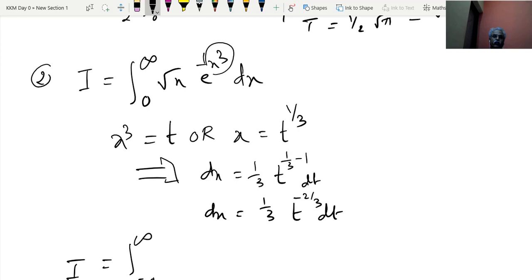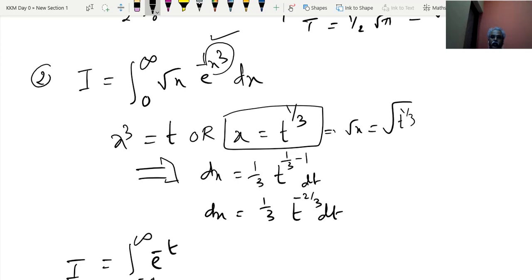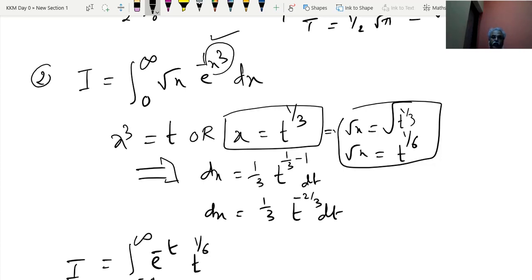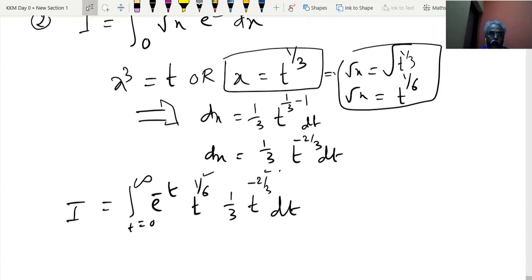So e raised to minus x cube, first I'll write as e raised to minus t. Root x: if at all x is like this, then root x is square root of t raised to 1 by 3, both sides square root. But square root of t raised to 1 by 3 is t raised to 1 by 6, again into 1 by 2 you'll get. This also we shall note, and this root x is t raised to 1 by 6. Of course, dx value is here 1 by 3 times t raised to minus 2 by 3 dt. Now 1 by 6 and 2 by 3 should be combined. So when I do that, 1 by 3 we can take out.